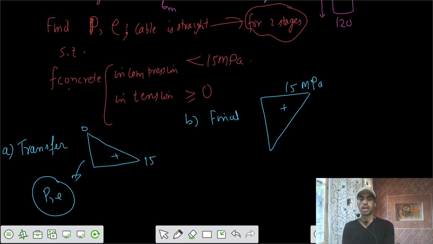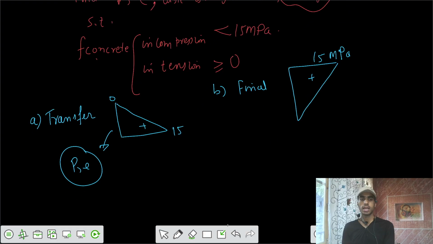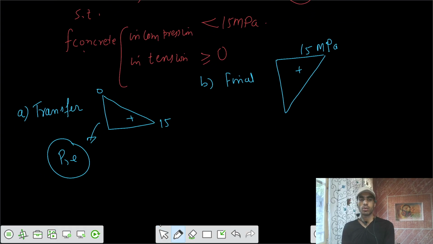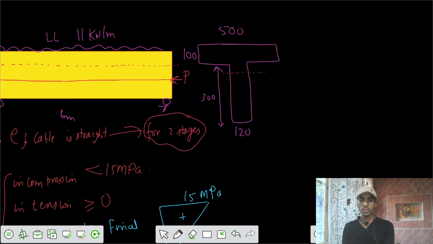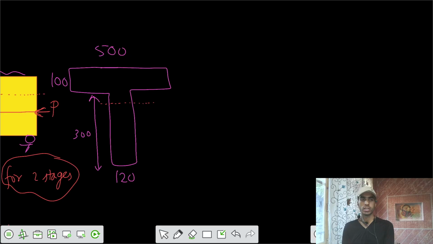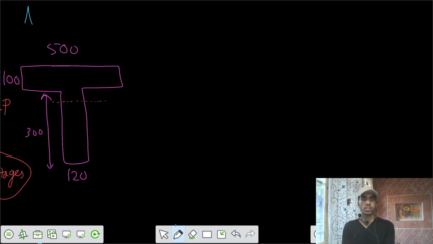So we have to calculate that. The first step is the calculation of I, neutral axis, location of Y bottom, Y top, Z top, Z bottom. So we need to calculate all that stuff. Let's calculate the neutral axis location. The area of the cross section is 500 into 100 plus the other part, so the area of the cross section is 86000 millimeter square. It's the area of the cross section of concrete.